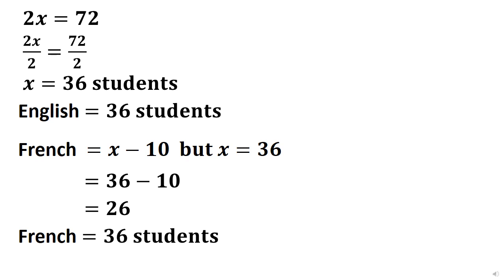Now, French. French is equal to x minus 10. But we know that x is equal to 36. So we put this 36 in place of the x in the expression for French to find the number of students who study French. So we have 36 minus 10. And 36 minus 10 is equal to 26. Therefore, French is equal to 26 students.